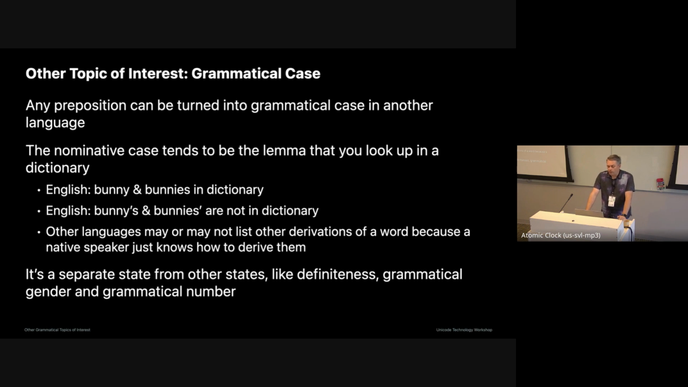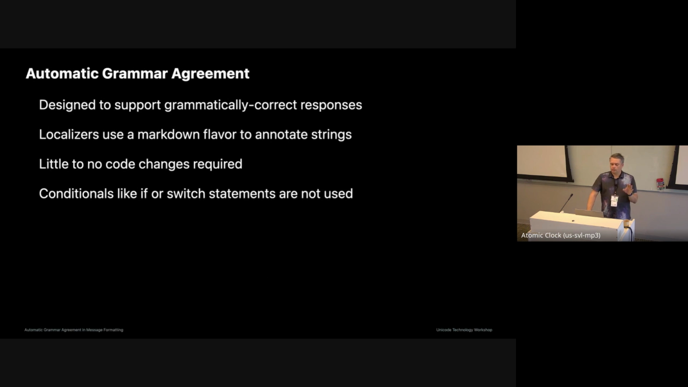Other languages may or may not list the other derivations of a word because a native speaker just knows how to derive them. And that may be difficult for some people. And it is a separate state from other states like definiteness, whether it's a grammatical gender or grammatical number. So we deal with some of the complexities here. And so how do we solve some of these complexities?